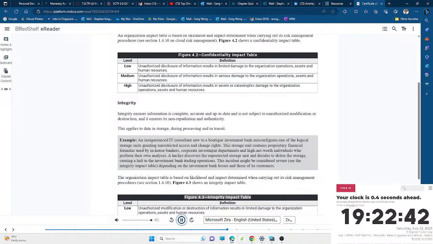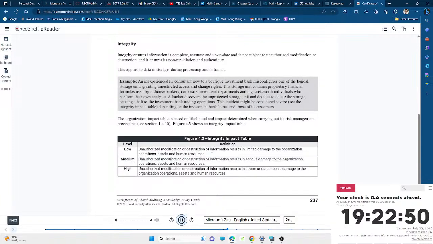Figure 4.3, Integrity impact table level definition. Low: unauthorized modification or destruction of information results in limited damage to the organization operations, assets, and human resources. Medium: unauthorized modification or destruction of information results in serious damage to the organization operations, assets, and human resources. High: unauthorized modification or destruction of information results in severe or catastrophic damage to the organization operations, assets, and human resources.